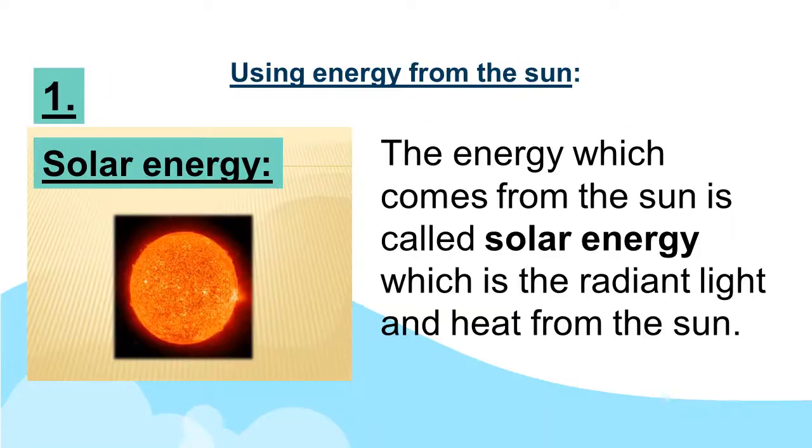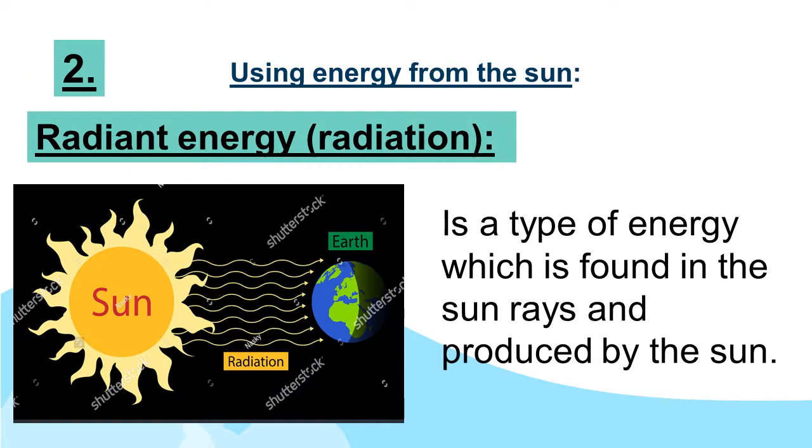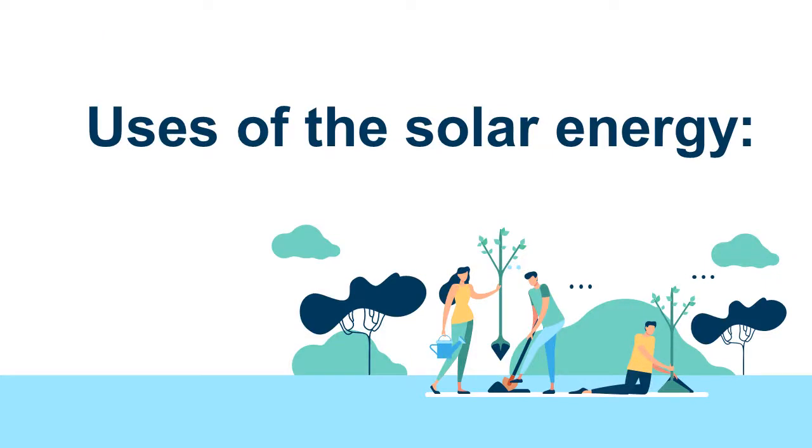The solar energy. The energy which comes from the sun is called solar energy, which is the radiant light and heat from the sun. Radiant energy is a type of energy which is found in the sun rays and is produced by the sun. The sun produces radiation which travels to the earth as light and heat. Let's introduce the uses of solar energy.